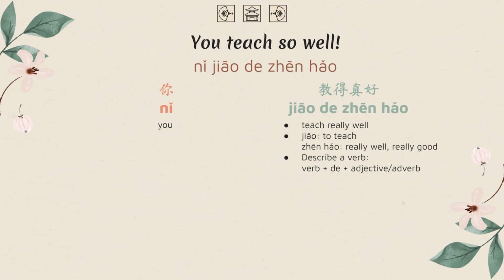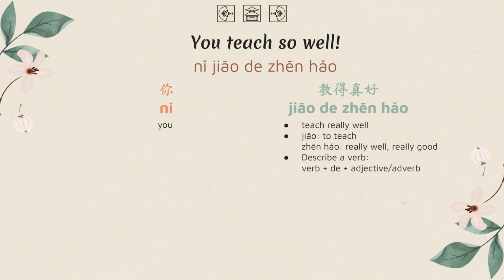So you could say something like 你真好. You are really good, as in you are such a nice person. 你真好. So the 得 here serves a grammatical purpose. We can use the structure verb plus 得 plus an adjective or adverb to describe that verb. So here the verb is 教. The adjective/adverb is 真好. So 教得真好 means to teach well.